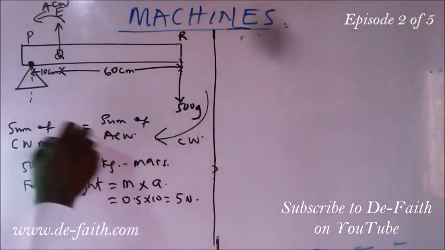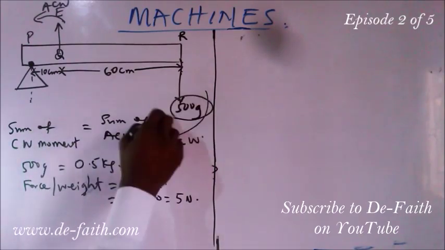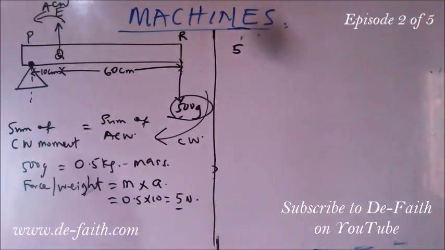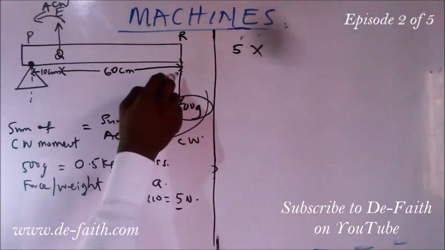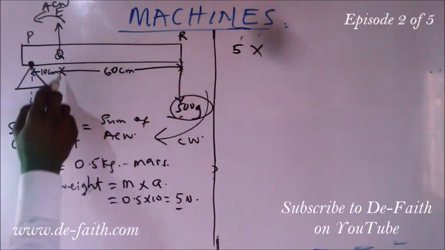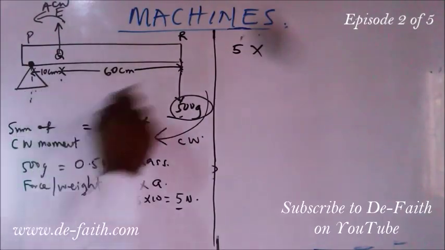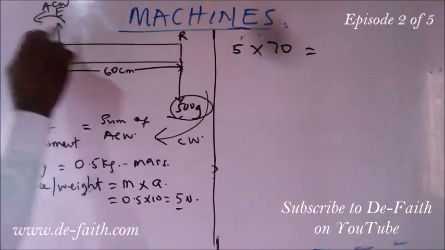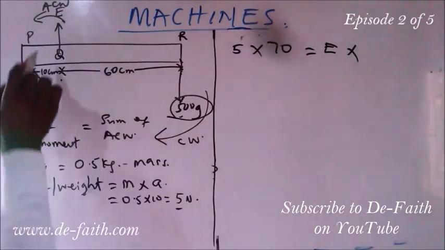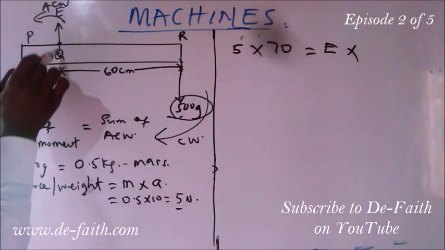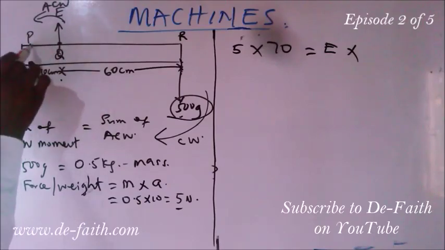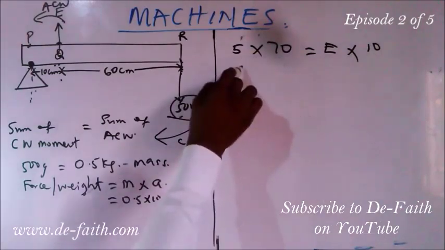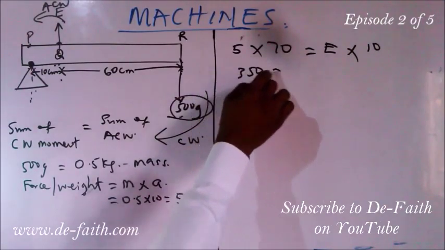We want to apply the sum of clockwise moments. So we have our clockwise moment to be this. The mass is now 5 Newton, which is the weight. So here is the weight multiplied by the distance from here to here. From here to here, we're told is 60, 60 plus 10, that is 70. This is equal to the anti-clockwise moment, which is this effort, multiplied by the distance from Q, which is here, to P. And the distance from here to here is 10. So multiply by 10. 5 times 7, that's 35, that's 350.